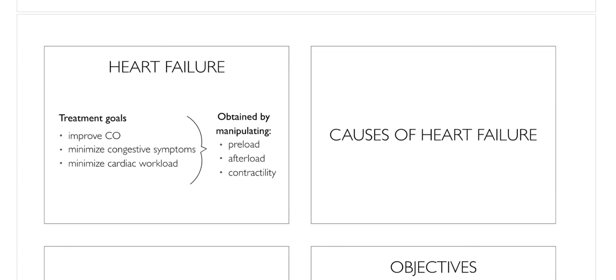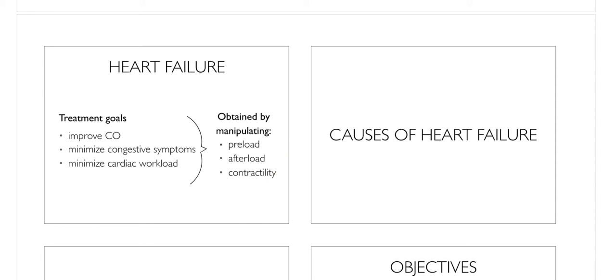So overall, the treatment goals are to improve cardiac output, minimize the congestive symptoms, which overall will minimize cardiac workload, and we want to focus on minimizing cardiac workload itself as well. We do this all by manipulating preload, afterload, and contractility.